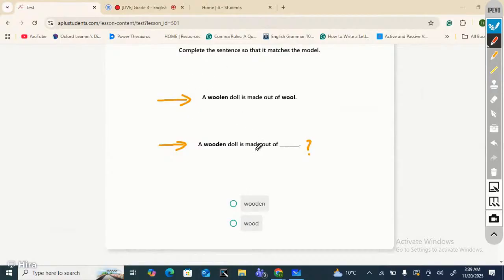Elite, you're saying it's option one again. If I choose option one, it would be a wooden doll is made out of wooden. Is it true? Is it correct? Or a wooden doll is made out of, hmm, wood. See, the way a woolen doll is made out of wool, a wooden doll is made out of wood. So option two is correct.